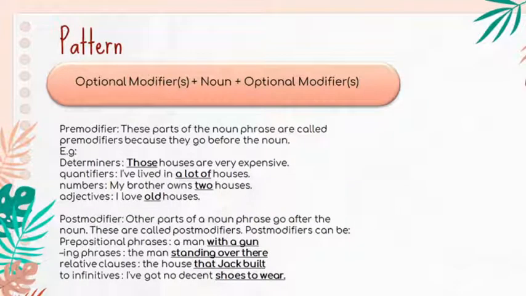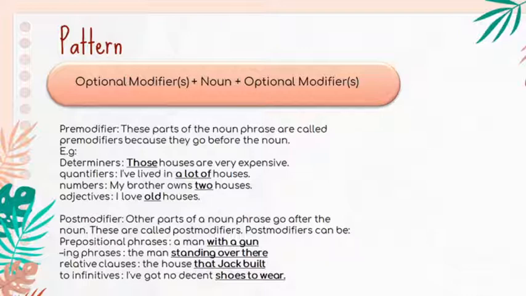Well, this is the pattern of noun phrase. You can see that the pattern consists of optional modifiers plus noun plus optional modifiers again. So yeah, a noun phrase can be simply formed from a noun and modifiers. The modifiers can be after or before the noun. The modifiers in the position before the noun are called pre-modifiers. Pre-modifiers can also include determiners.